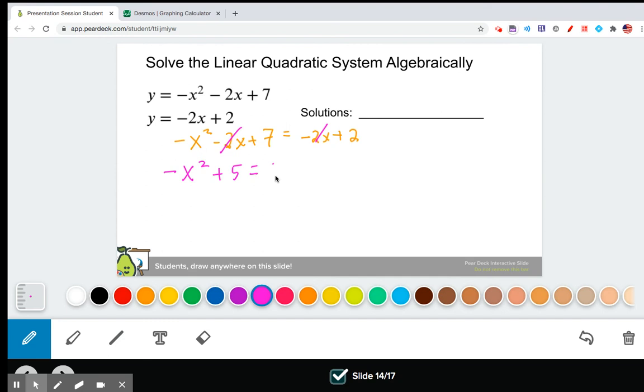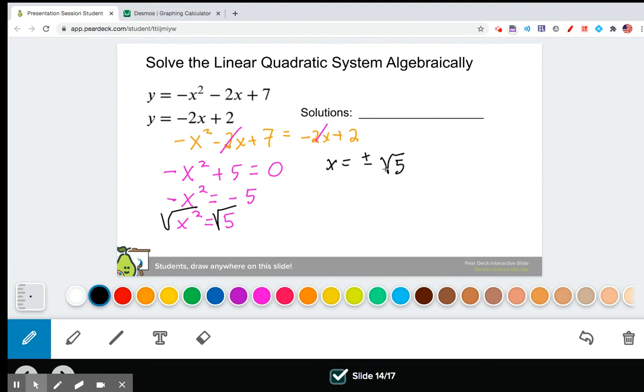Now watch this. This is interesting. How about if we subtract 5 from both sides? Don't take the square root until you get the x squared by itself. Let's divide both sides by negative 1. Now let's take the square root of both sides. And I get that x is equal to plus or minus the square root of 5. That is a real number. It's not the square root of a negative. That's simply an irrational number.